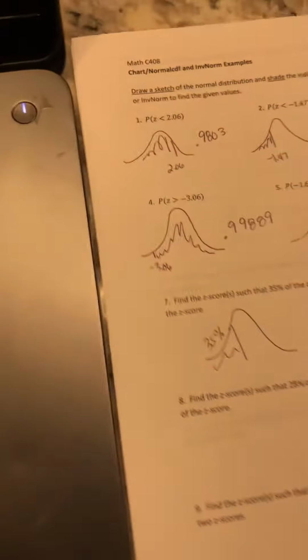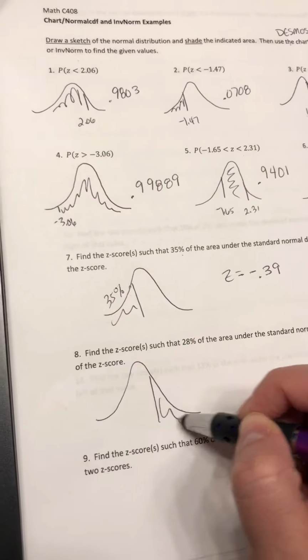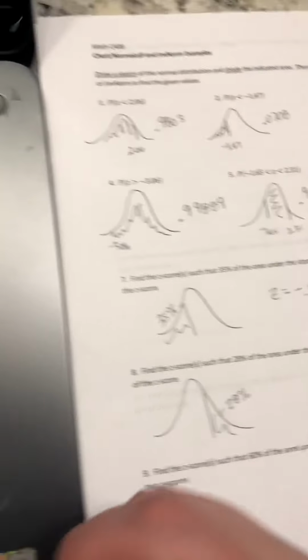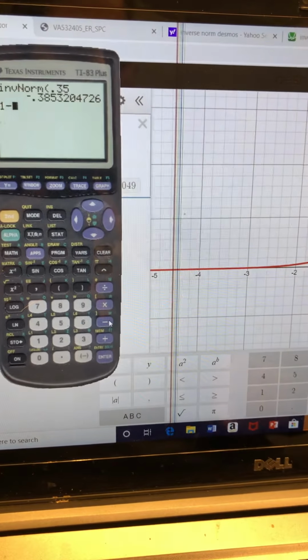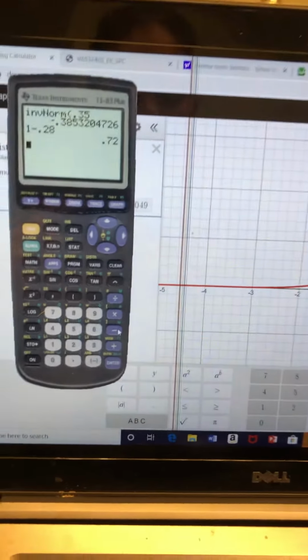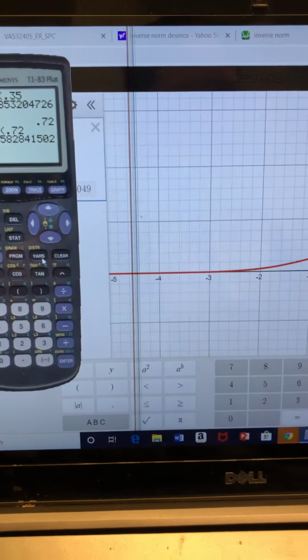The next one is find the z-score so that the area to the right is 28%. So over here's 28%. Again, the inverse norm or that program on Desmos, either one, only does the area to the left. So if I do 1 minus 0.28, I guess I could have done that in my head, that gives me the area to the left here. So this is 72%. So I'm going to do second vars, inverse norm of 0.72, and I get 0.58. So z is 0.58.